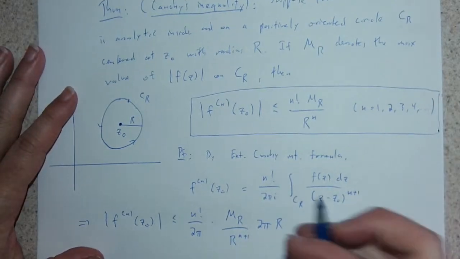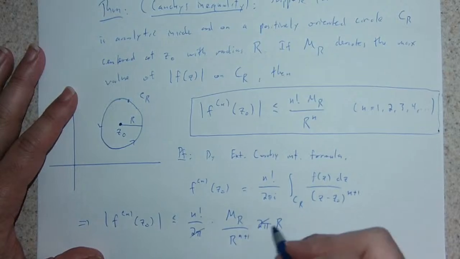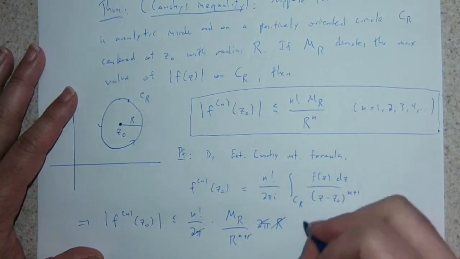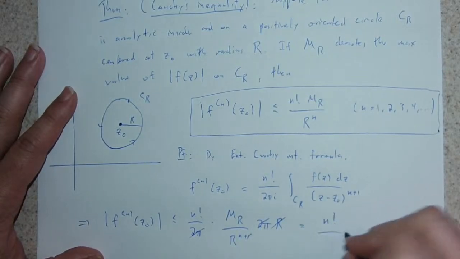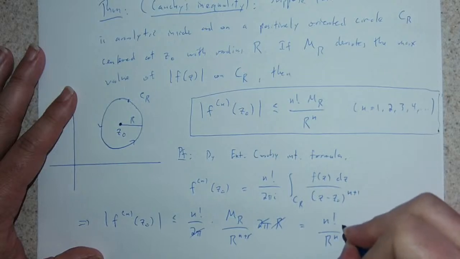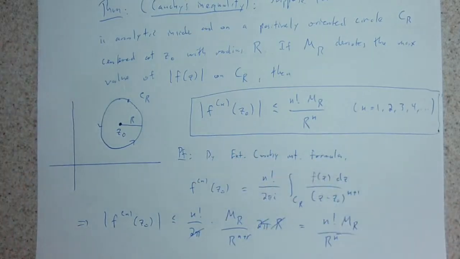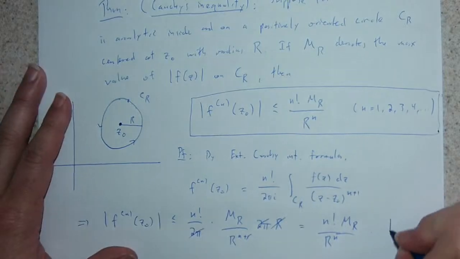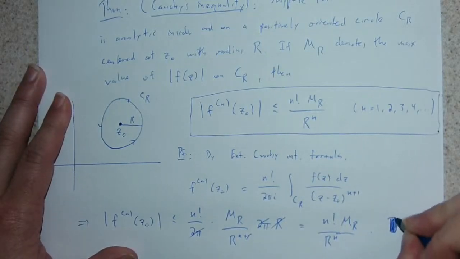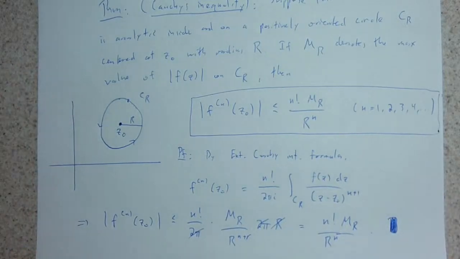And so this is exactly the form taken by this boxed inequality. Okay, and so that's that. So that's Cauchy's inequality.